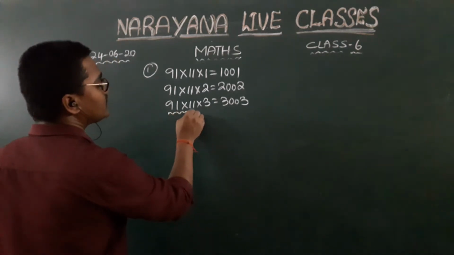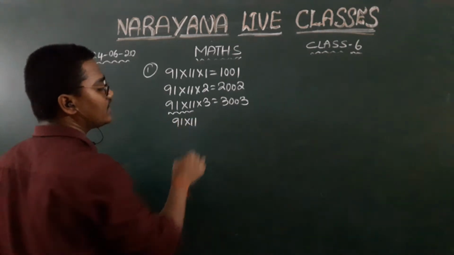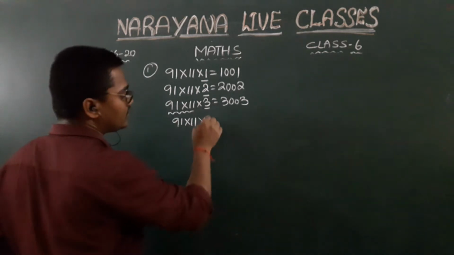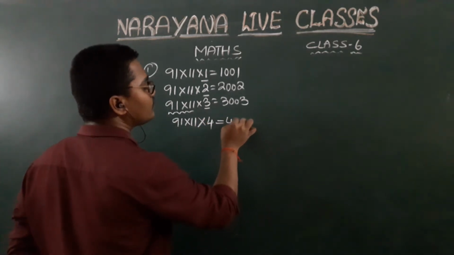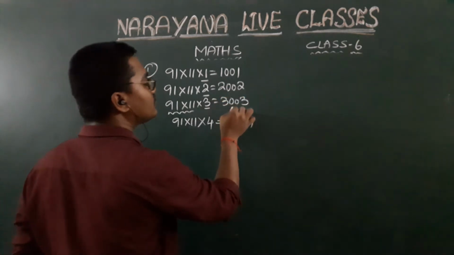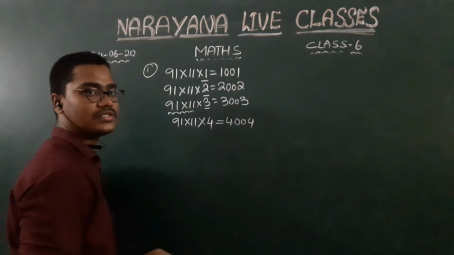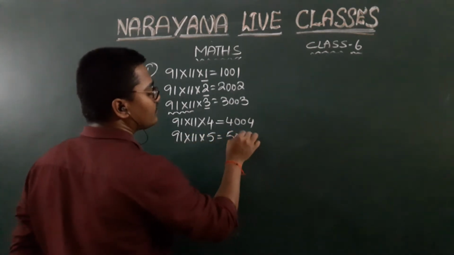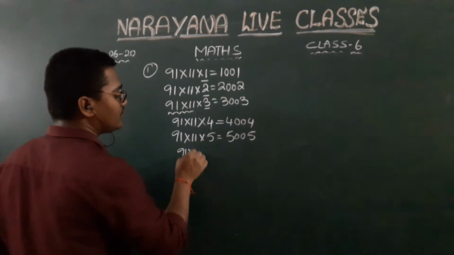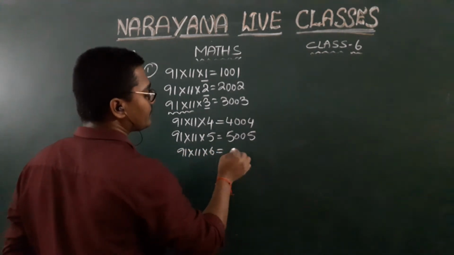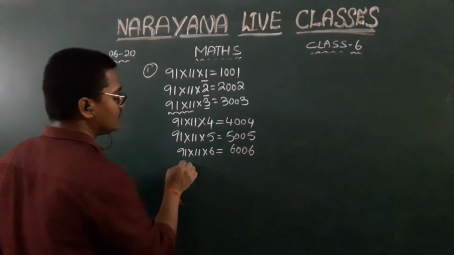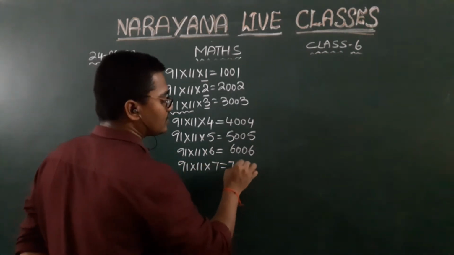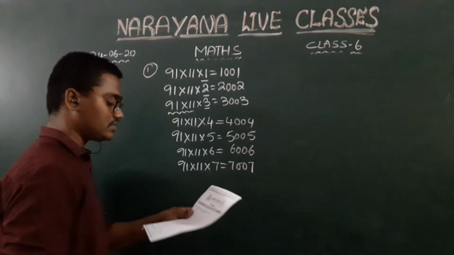So 91 into 11 is a number which is common over here. So 91 into 11 you need to write down as it is, into. Here you can see 1, 2, 3, the number goes on increasing, right? So you need to increase the number over here, that is 4 is equal to 4004. So that is 1001, 2002, 3003. Obviously the next will be 4004. So 91 into 11 into 5 is equal to 5005. Next will be 91 into 11 into 6 is equal to 6006. Yes or no, children? So 91 into 11 is a number which is common, into 7 is equal to 7007. So this is the answer for the question.